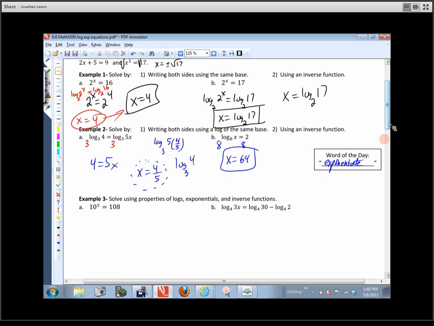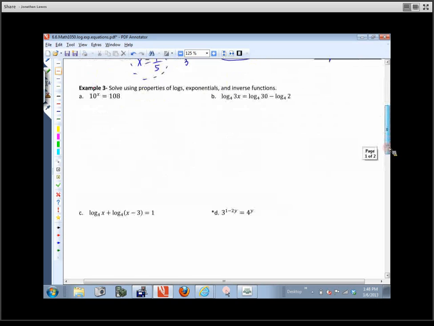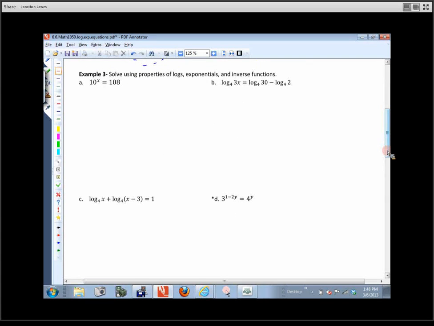Exponentiating is going to come in handy when I've got a single logarithm on both sides with the same base, like this one is, or like this one, I've got a logarithm on this side and I want to get rid of that so I can figure out what it is altogether. So let's take a look at the next couple of examples. So this is example 3. It says use the properties of logs, exponentials, and inverse functions in order to solve these.